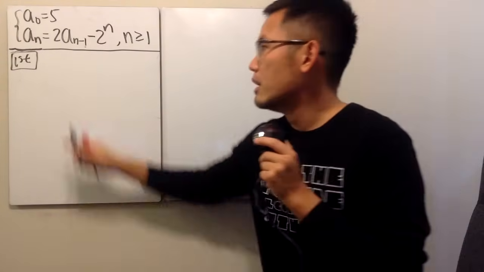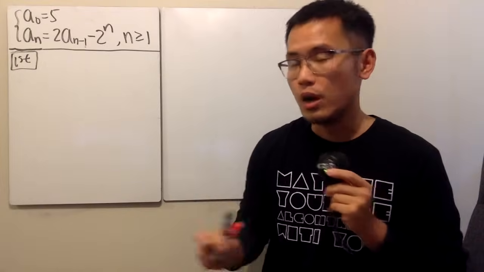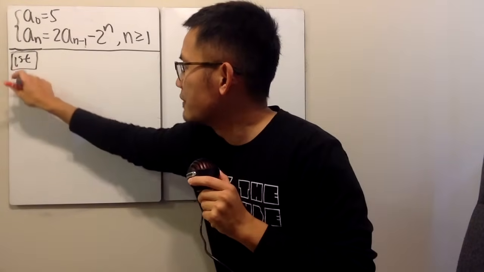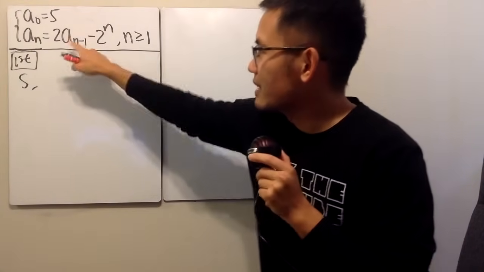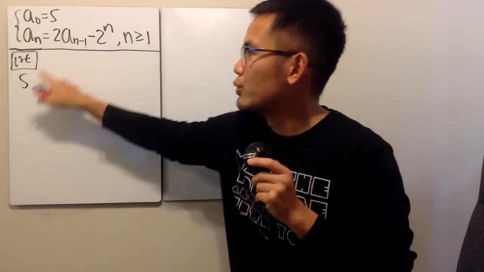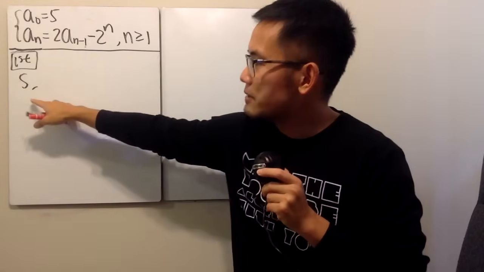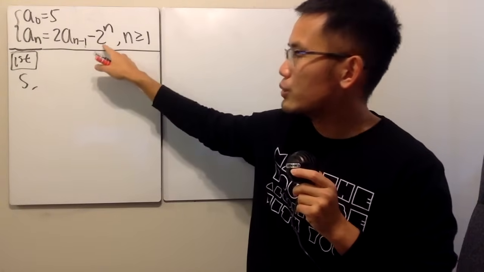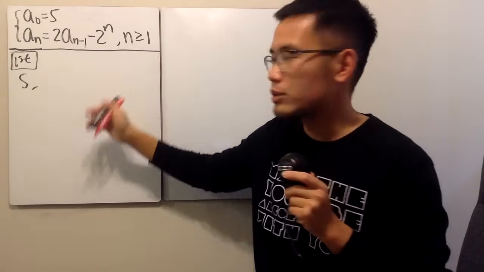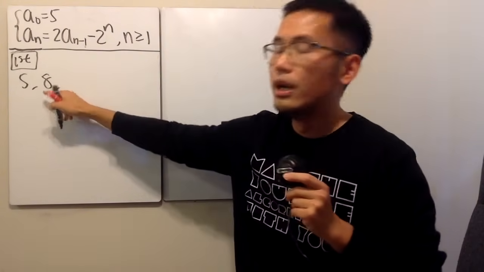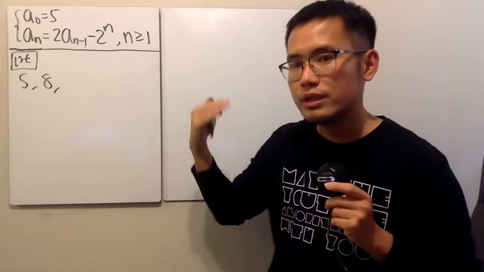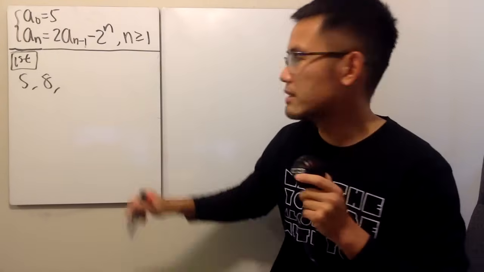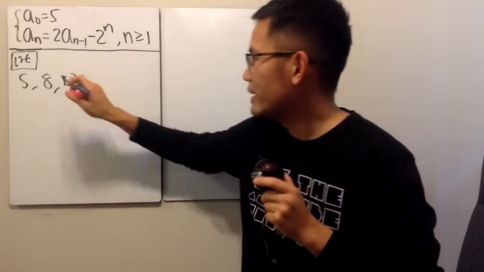So, have a look. n starts with 0, and the first thing that we have is 5. Then, based on this, we have to do 2 times the previous. So 2 times 5 is 10, and then minus 2 to the first power, which is 2. 10 minus 2 is 8. And then we continue. 2 times 8 is 16, minus 2 to the second power, which is 4. 16 minus 4 is 12, and then continue.